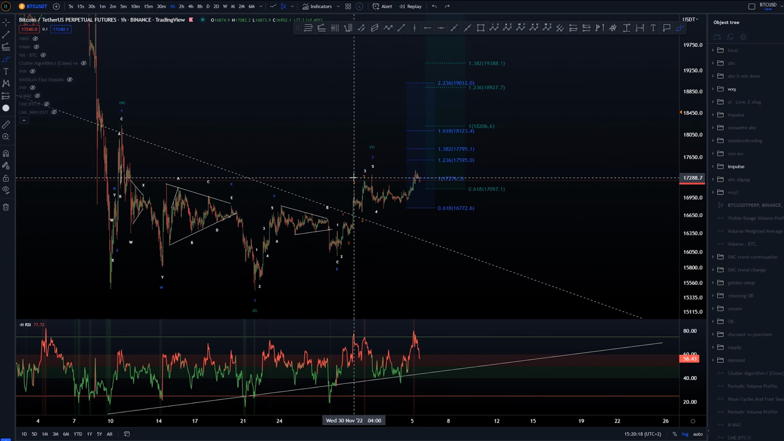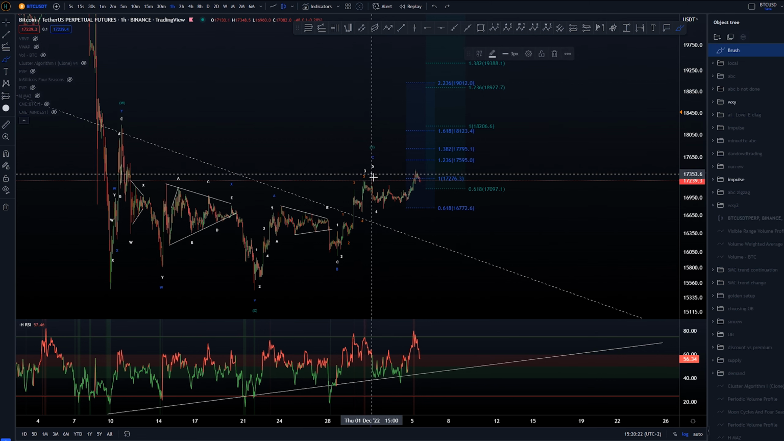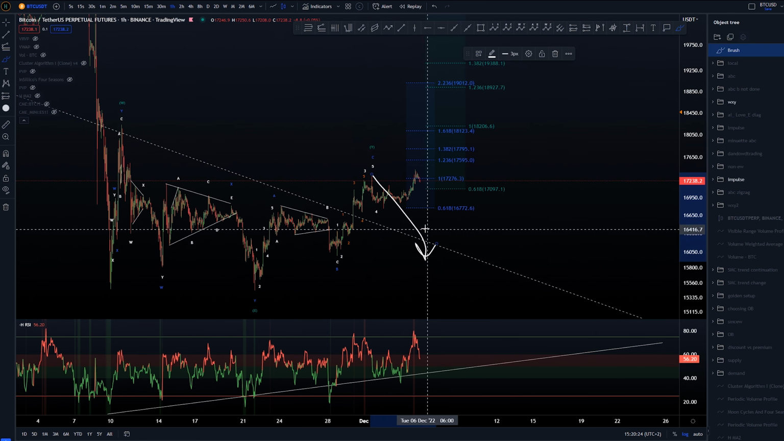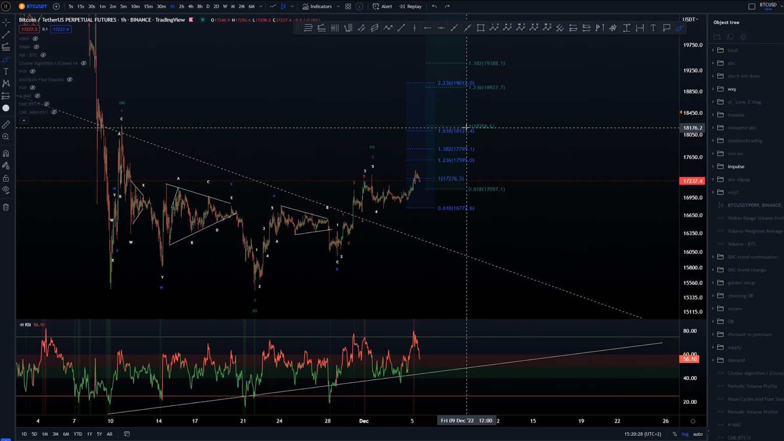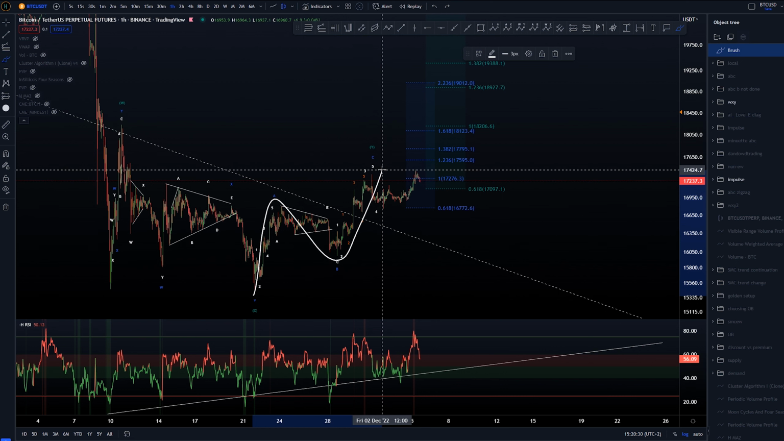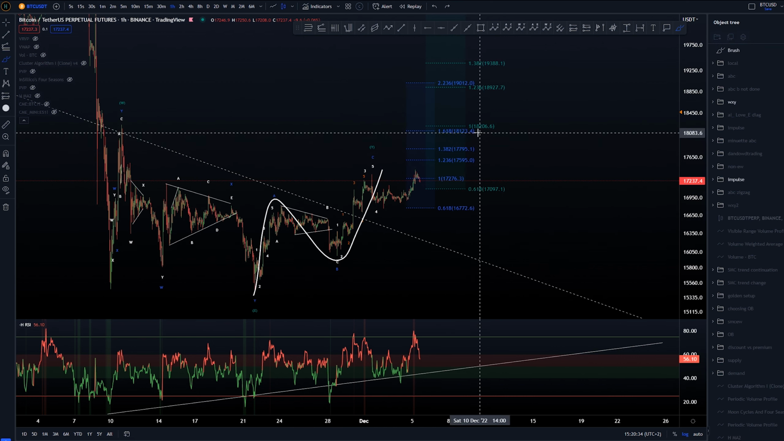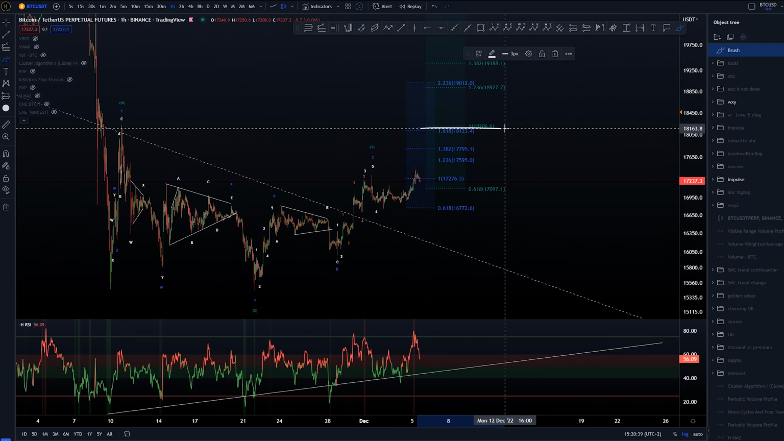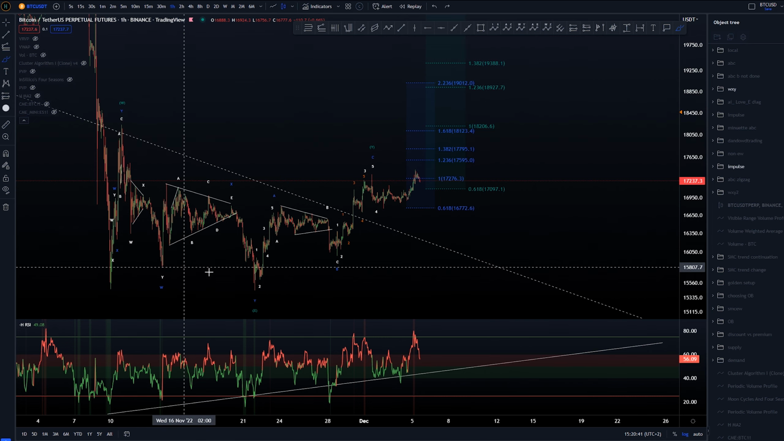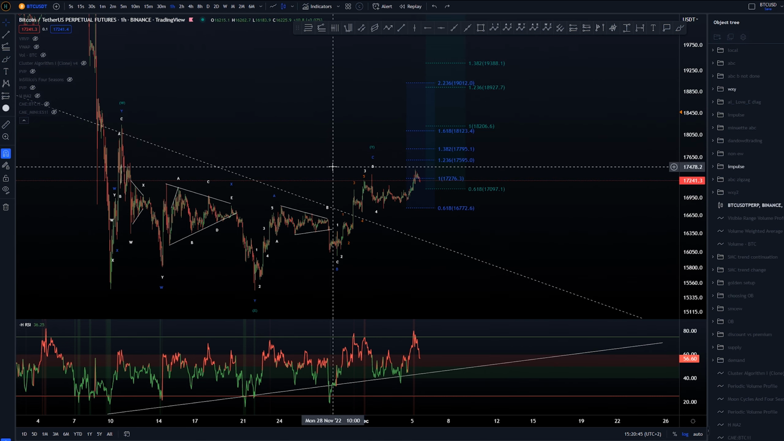This is something that we don't really want to generally see if we want to be having a move downwards. This WXY was not a main count, just due to the fact that we would have to extend this structure somehow way higher than the 1.618 as an ABC here, in order to get to the 1-to-1 extension of this W in comparison to that wave Y, right? So that's why I did not have it as a primary.